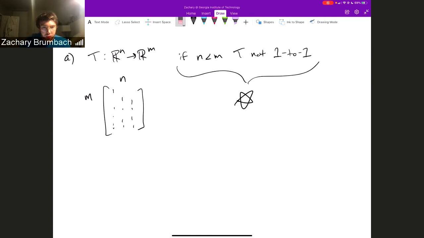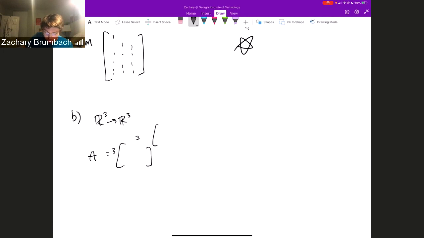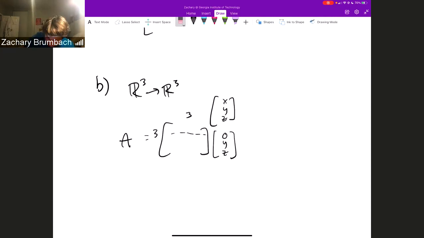Okay, for part B, R3 to R3. So that means our A is some 3 by 3 matrix. It's a projection onto the YZ plane. You could solve this question in two ways. You could get the matrix when you're going from (x, y, z) to (0, y, z). In this kind of matrix multiplication, you can think of your entries going across as how many times each variable is present. For the top row going into 0, we have 0x, 0y, and 0z. For the second row, we have 0x, 1y, and 0z. For the bottom one, 0x, 0y, and 1z. So that's our matrix A.